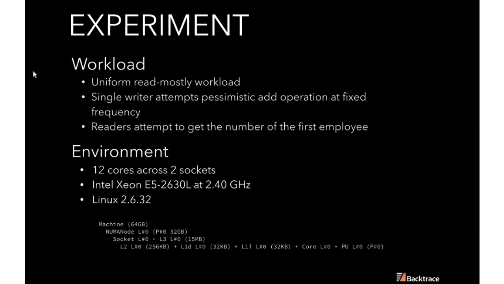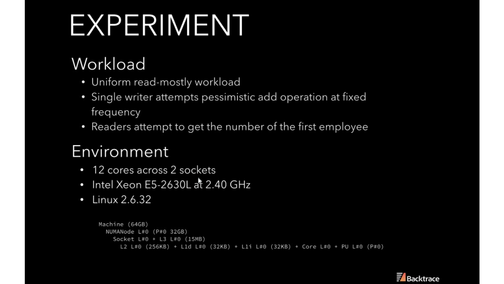So this lean startup example will be executing under a uniform read mostly workload. So we're primarily reading. And then a writer will come in every couple thousand operations, 10,000 plus operations, and do a pessimistic add operation. So it'll add something to the end of the array. And readers will be in a tight loop trying to get the number of the first employee. So it's a very simple workload.